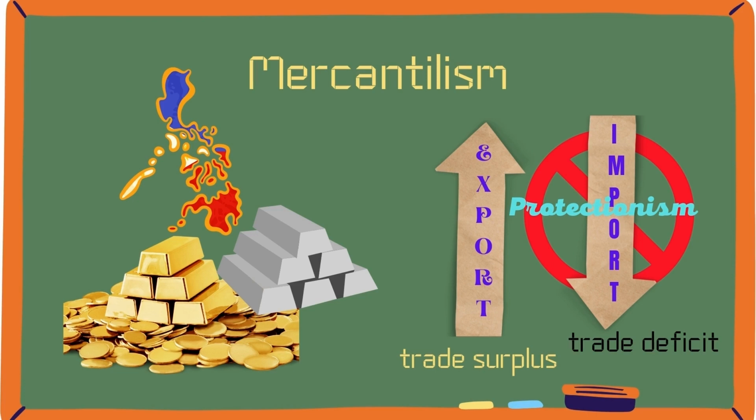The objective of each country was to have a trade surplus, or a situation where the value of exports is greater than the value of imports, and to avoid a trade deficit, or a situation where the value of imports is greater than the value of exports.